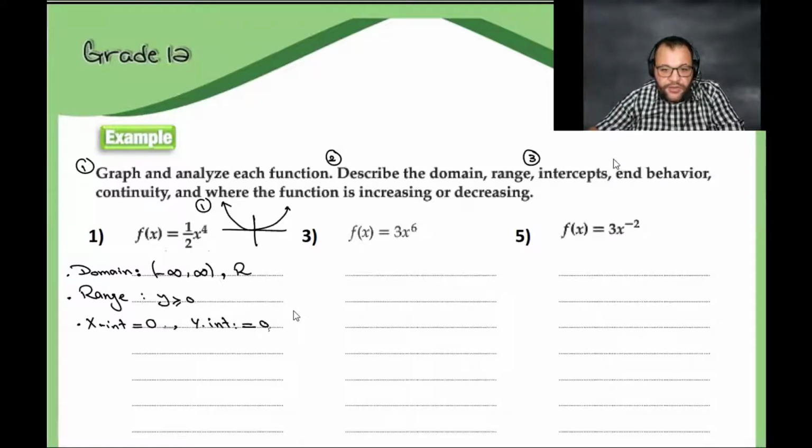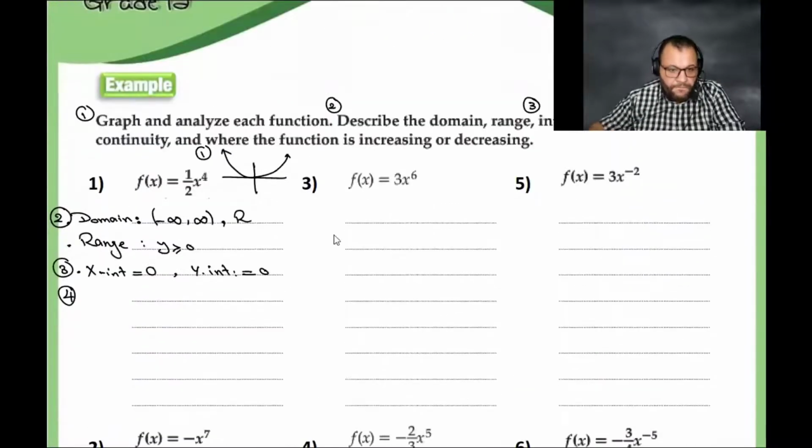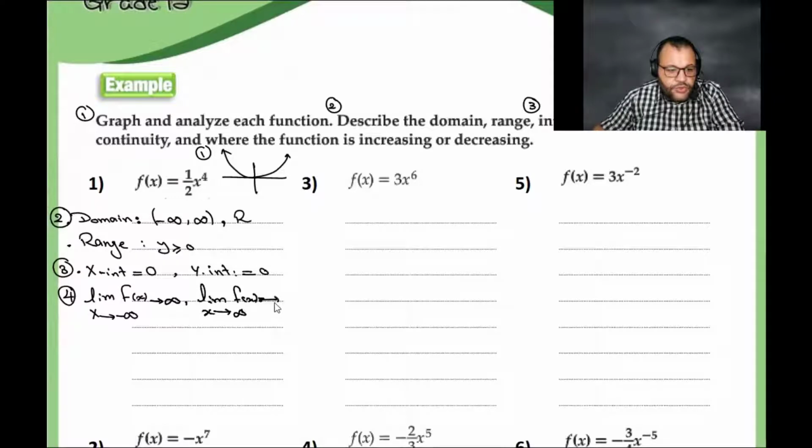How can we find the end behavior? Limits. That's number 1, that's number 2, and that's number 3. And now we need to find number 4. If the limit is going towards negative infinity, the function goes towards positive infinity. And if the limit is from the left side, the function goes to positive infinity. And if the limit goes towards positive infinity, the function goes towards positive infinity. When x is going to positive infinity, the function is going to positive infinity also. Those are the limits we need.